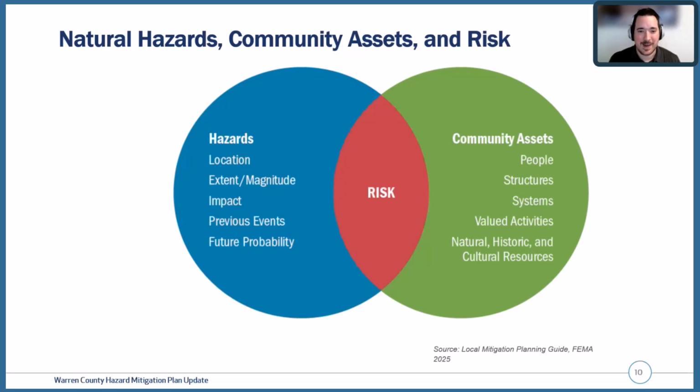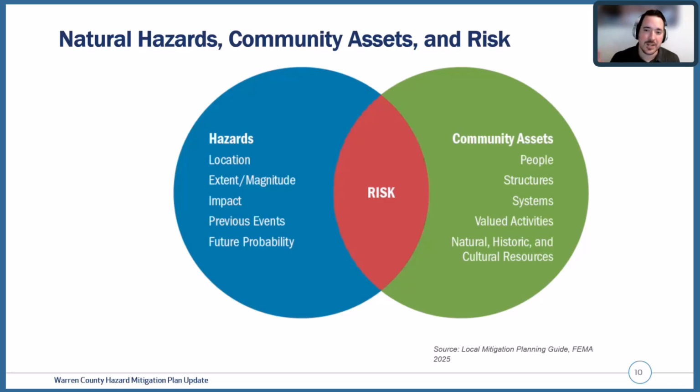The risk is not just made up of hazards. This is a great image from the FEMA planning guide that shows that hazards can make up location, extent, and magnitude, the impact that hazard has on the portion of the community. Has an event happened in the past before? And also, what's the future probability of it happening again or at all?